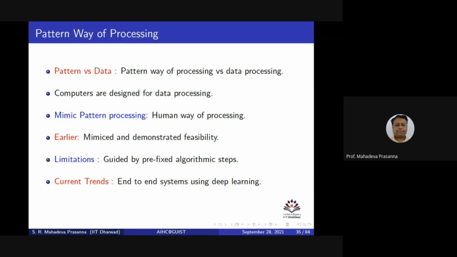We have to understand the distinction between pattern and data. Data, we are very aware of. In a computer, anything you want to process, you have to give it as data. Whereas humans only look for pattern. That means we don't pay attention to the data or values associated with that pattern. We want to understand some distinctive, gross information which enables me to distinguish this concept from the other concept. That is what we call a pattern.